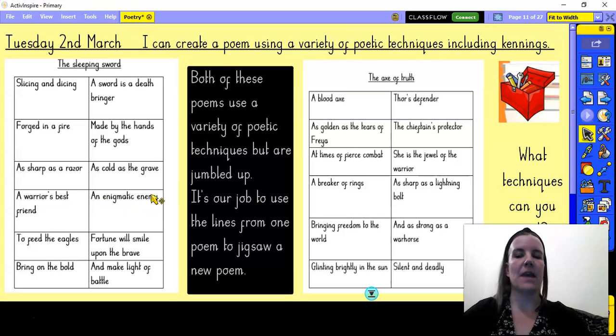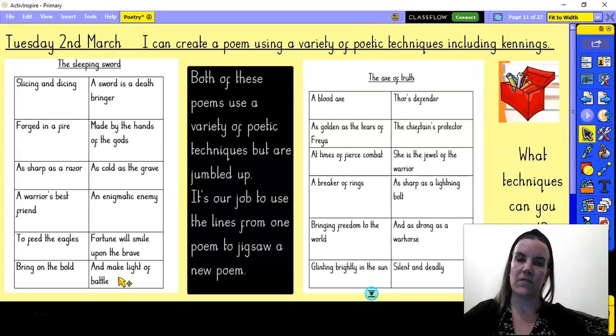An enigmatic enemy. Enigmatic is a posh word meaning mysterious, so it leaves you guessing. Okay, an example of alliteration there. To feed the eagles. Again, some figurative language. Perhaps we could see that as a metaphor as well, because we wouldn't actually feed the eagles with a sword, would we? Okay. Fortune will smile upon the brave. So somebody who uses a sword will become quite fortunate, is what that means. Can it actually smile? Bring on the bold, alliteration there. And make light of battle, so making the battle easy.